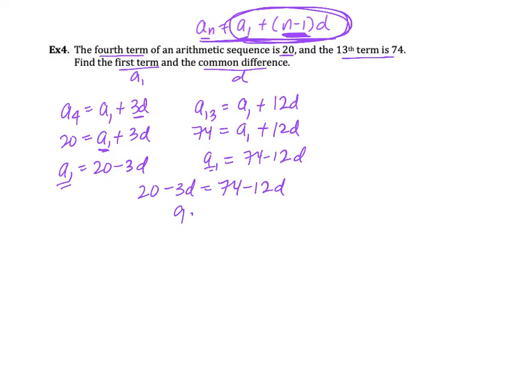I'm going to add 12 to get my 9d. I'm going to subtract 20 to get 54. Divide each side by 9, and I discover that my common difference is 6.